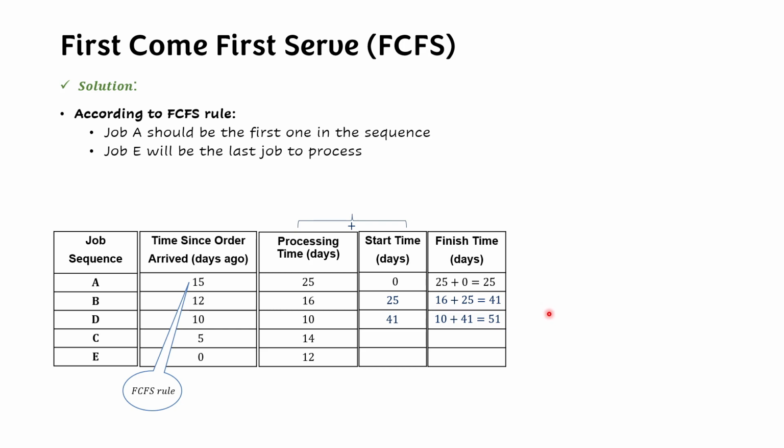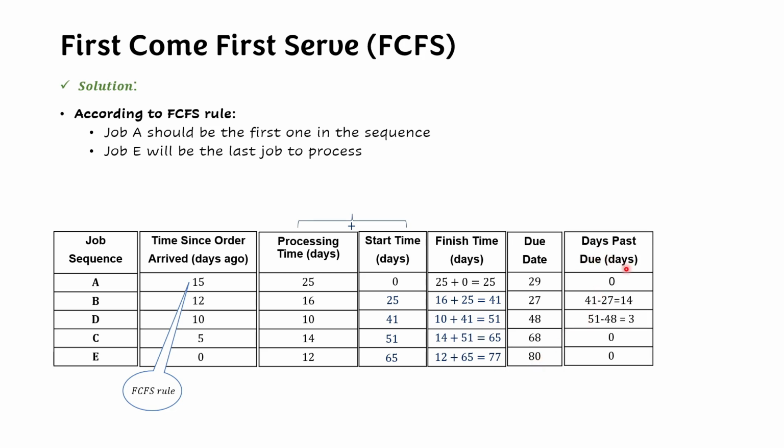Next, we will start job C. Since job C requires 14 days to complete, we will complete job C on the 65th day. Next, we will start job E on the 65th day and complete this job on the 77th day. In the next step, we will calculate the days past due based on the due date information which is available in this column. If the finish date is less than the due date, days past due will be 0. So this is how we calculate days past due.